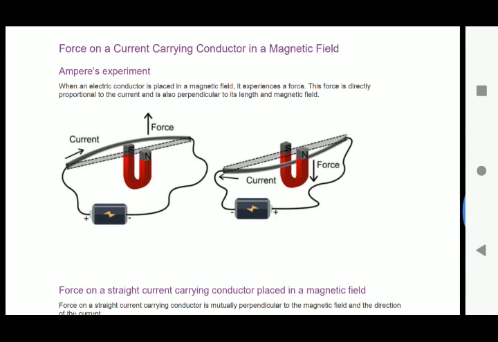Our next topic is force on current carrying conductor placed in a magnetic field. I have already explained Oersted's experiment, which shows that a current carrying wire exerts a force on a compass needle and deflects it from its usual north-south position. If you place a compass needle in a magnetic field, it shows deflection.